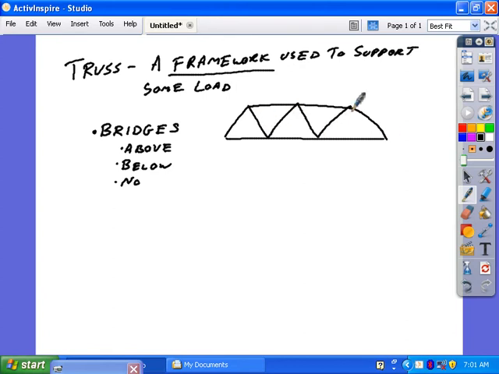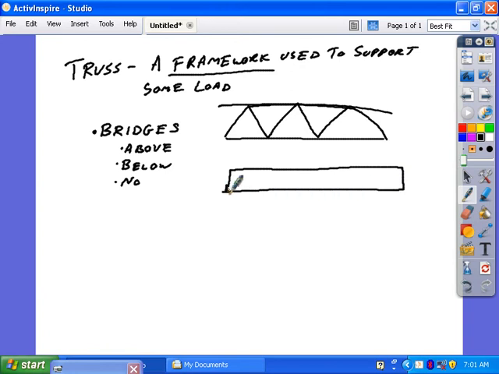There are several different types of trusses, but instead of having this as either a structure above the road deck or below the road deck, instead you may just see a very long, solid steel beam that goes underneath the entire bridge surface. Okay? Now, this would be trussed, this would be non-trussed.